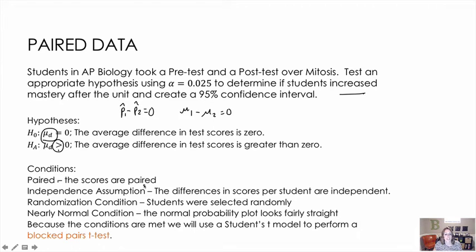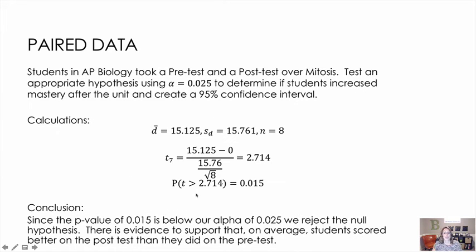Checking conditions, paired. Obviously the scores are paired. It's the same person before and after. The independence assumption: the differences in scores by student are independent. Randomization, nearly normal. And then this is a blocked pairs t-test. It's blocked because essentially this is an experiment. We're applying the treatment of teaching them about mitosis. Again, we can certainly do these calculations by hand, so let me show you that very quickly. For the mean of the differences, I took that one row that had all of the differences in it and found the mean and the standard deviation of that. That's where I came up with these values to find the t-score, and then my p-value of 0.15.